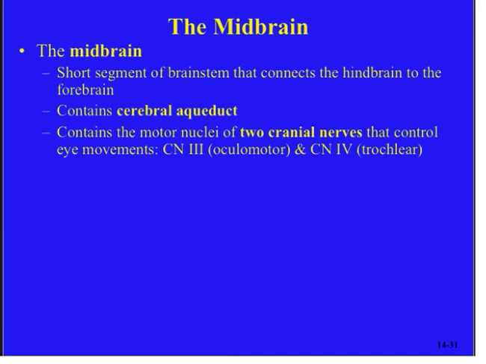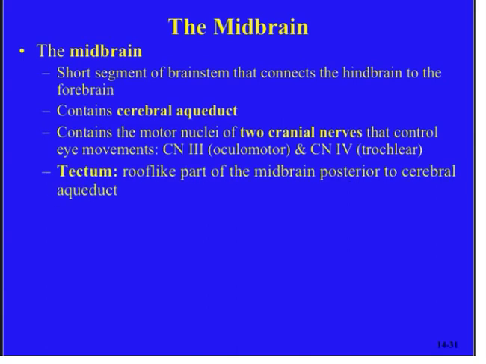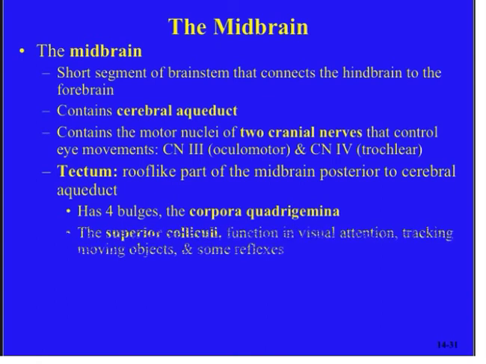There's several nerves that control eye movement. Remember, the abducens also controls eye movement as well. The tectum is a roof-like part of the midbrain that is posterior to the cerebral aqueduct. It has 4 bulges. These are known as the corpora quadrigemina. They're on the back side of the midbrain.